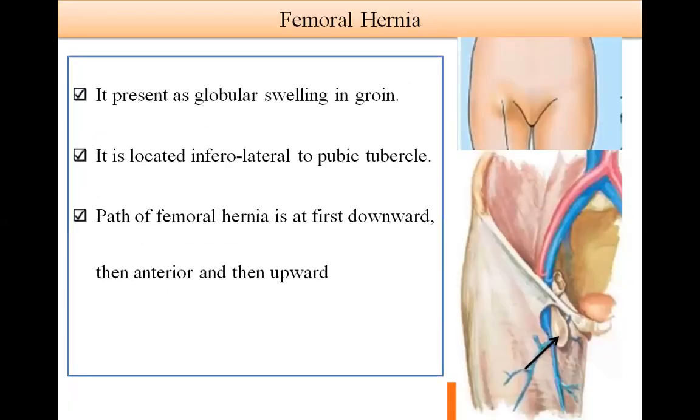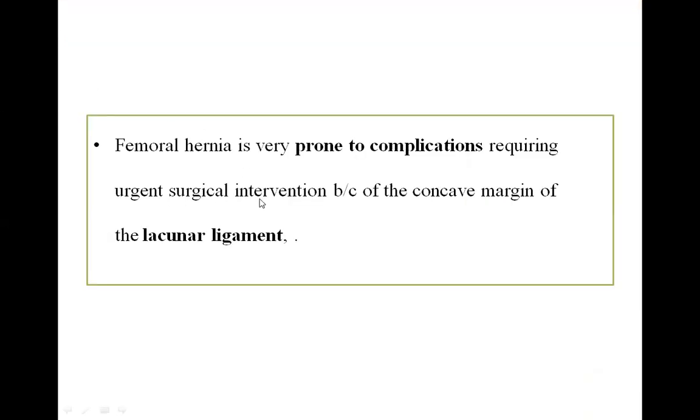Femoral hernia presents as a globular swelling in the groin. Here you can appreciate the globular swelling in the groin. It is located inferolateral to the pubic tubercle. Path of the femoral hernia is at first downwards, then anterior, and then upward. Femoral hernia is very prone to complications requiring urgent surgical intervention because of the concave margin of the lacunar ligament.